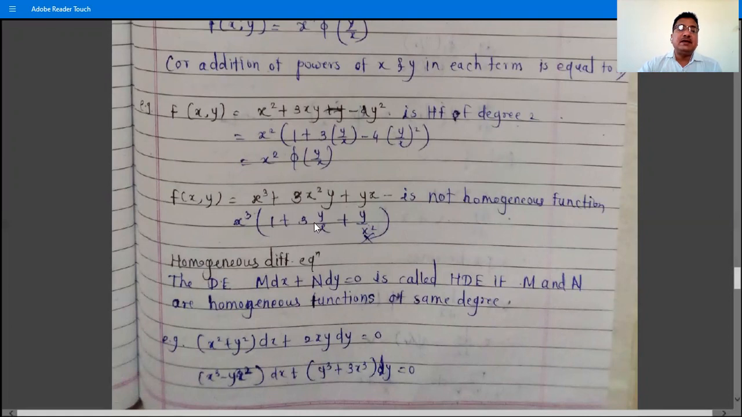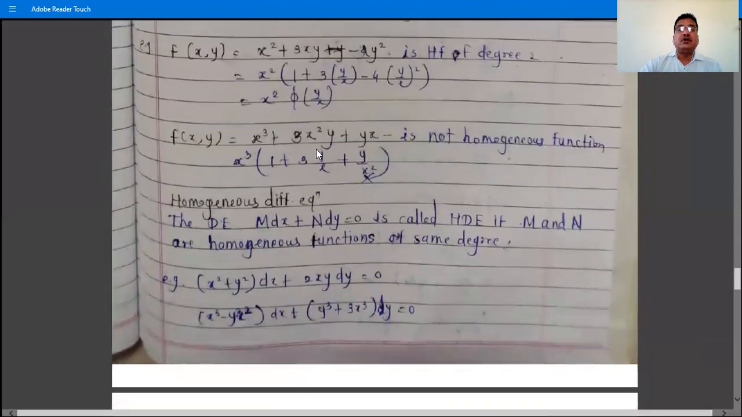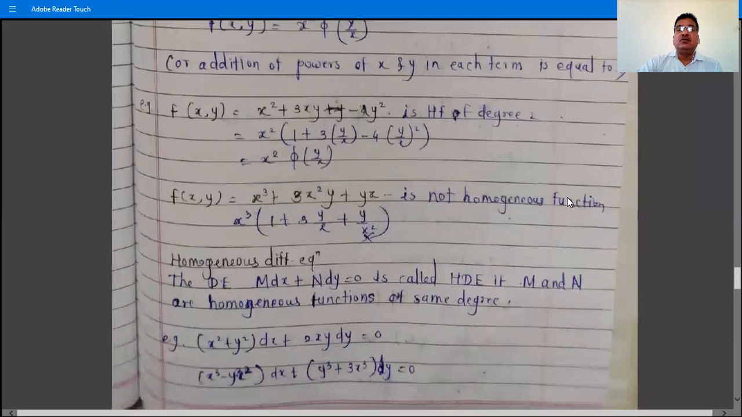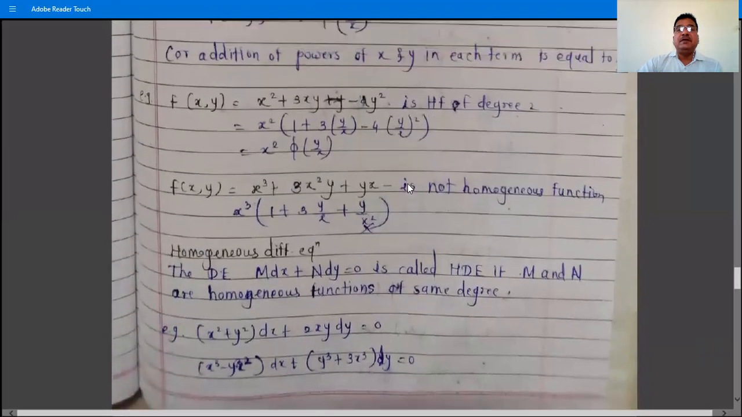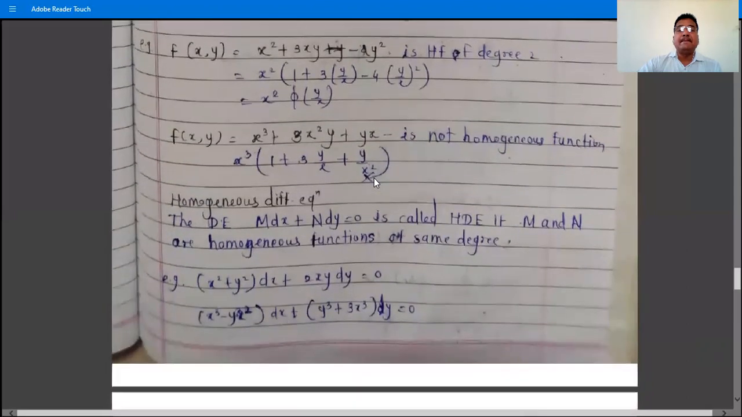Okay, and so we say it is not a homogeneous function. It is not expressed in this form, x raised to n times a function of y by x. So this f(x,y) is not a homogeneous function. The definition of a homogeneous function is very simple. There are two definitions, apply any one.